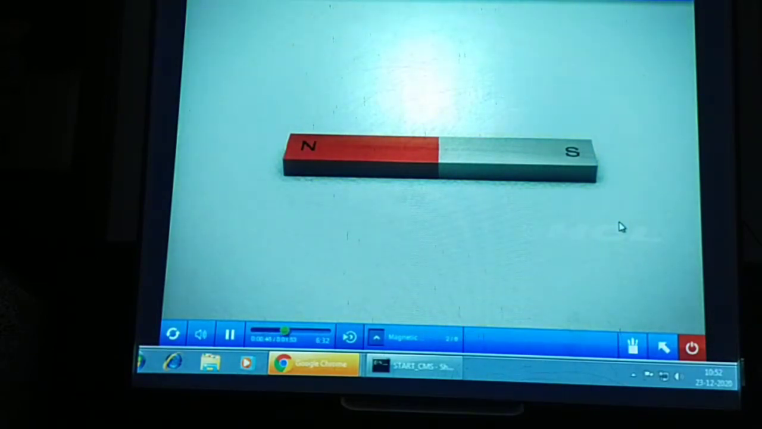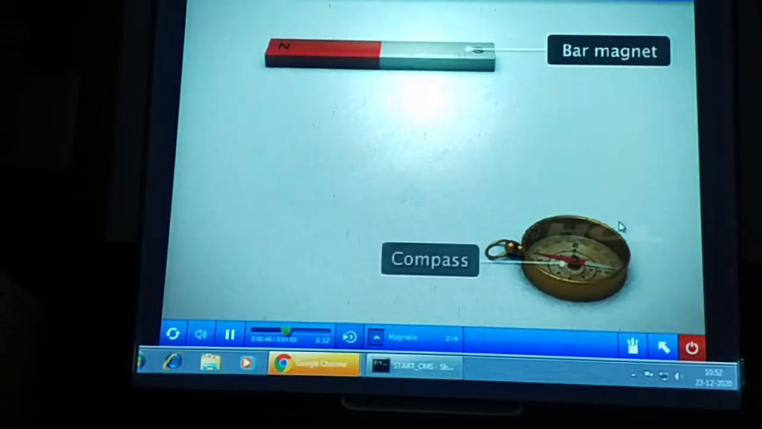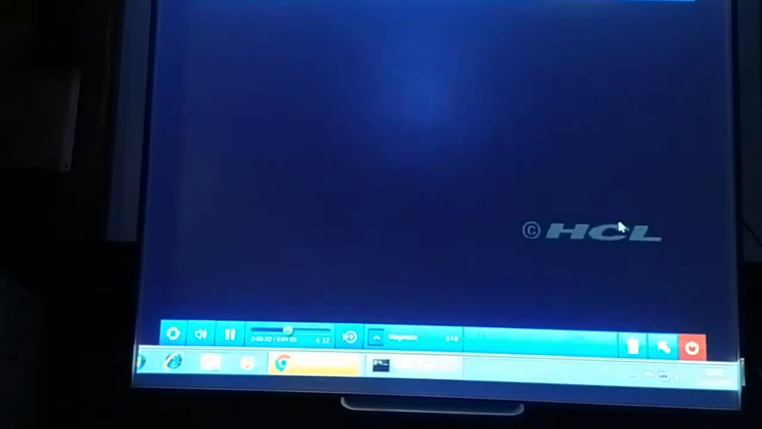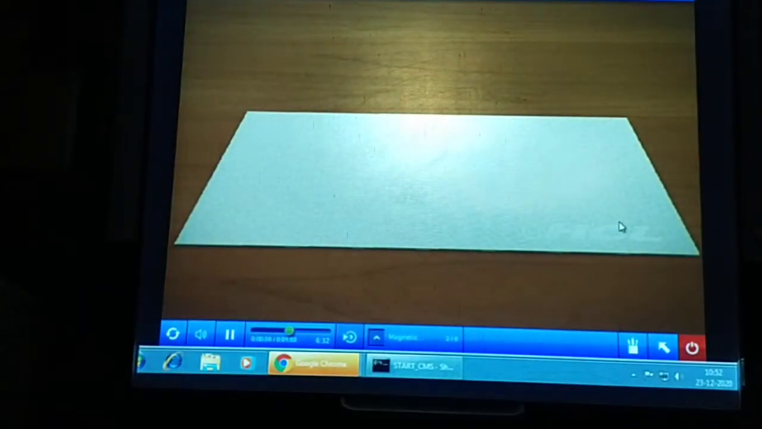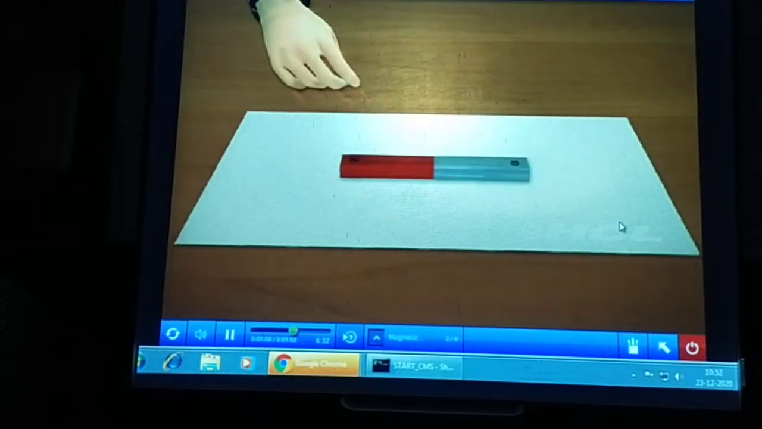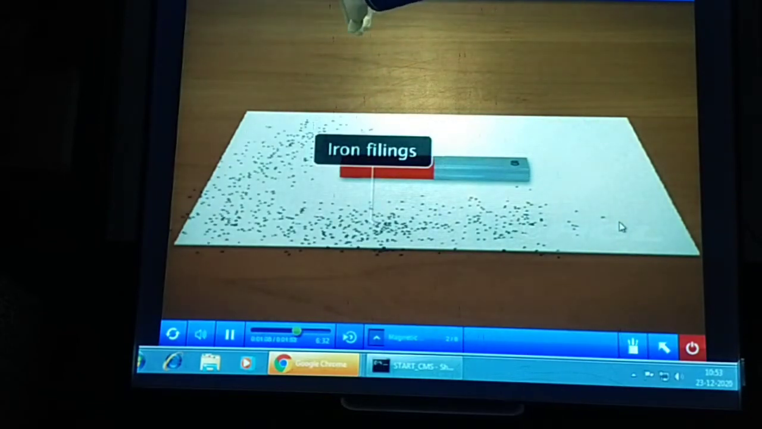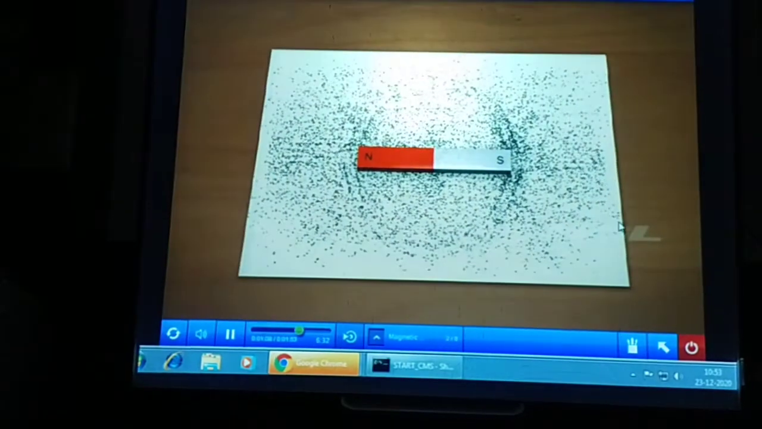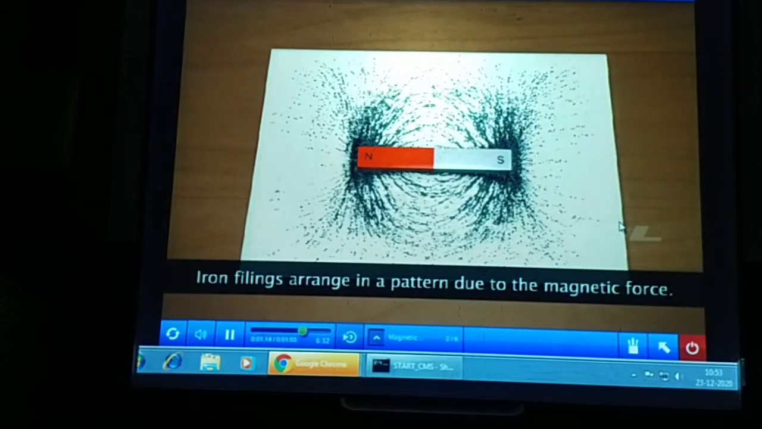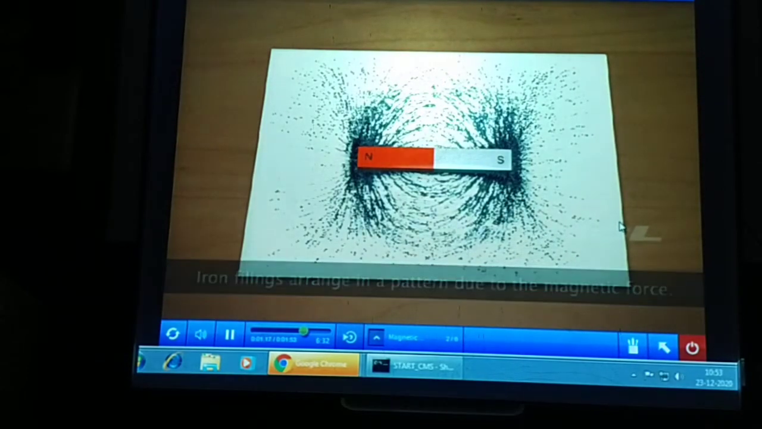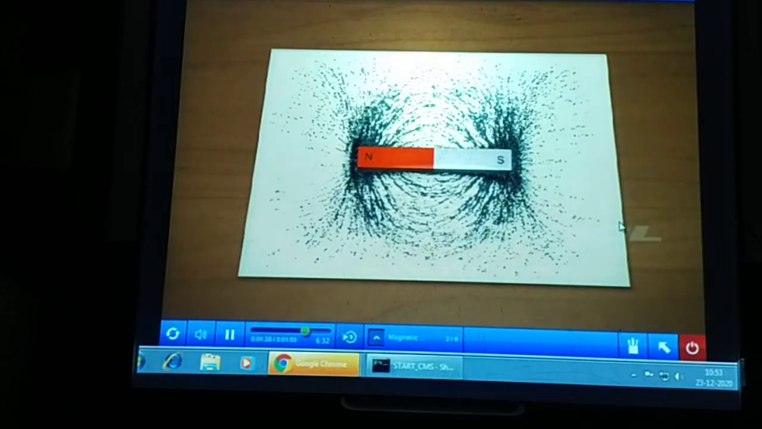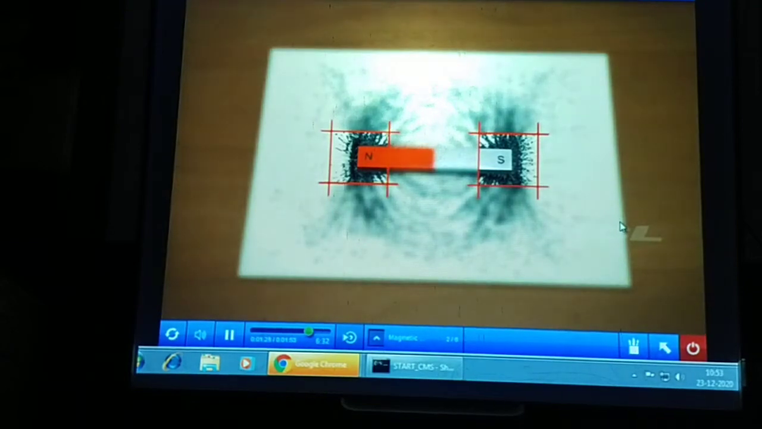Let's perform a simple experiment using a bar magnet and a compass. Fix a sheet of white paper on a drawing board. Place a bar magnet in the center. Sprinkle iron filings uniformly around it. Tapping the board gently makes the iron filings arrange themselves in a pattern. This pattern is the result of the amount of force exerted by the magnet. The more is the force, the more are the iron filings clinging to the magnet. This is true for the areas closer to the magnet.